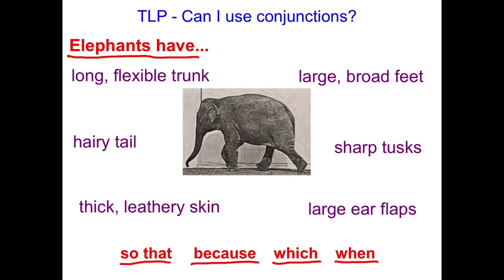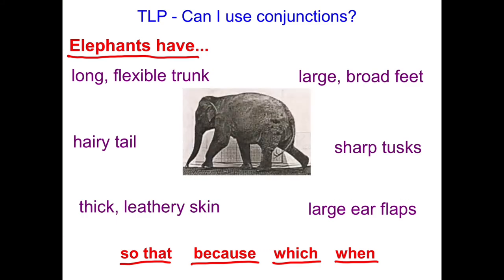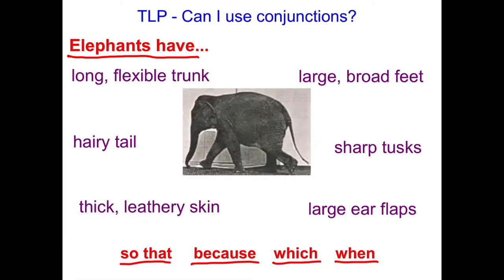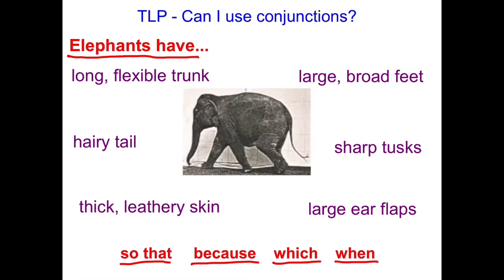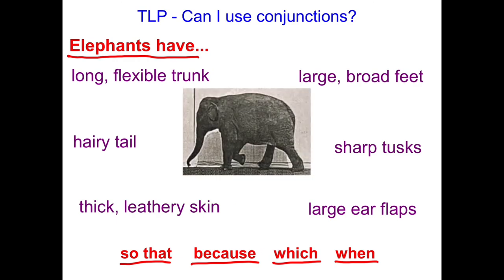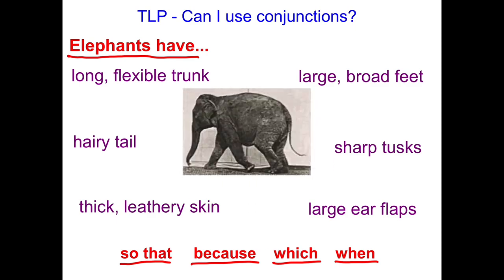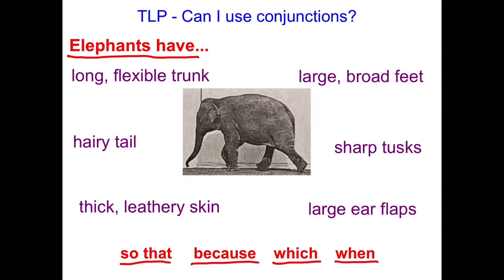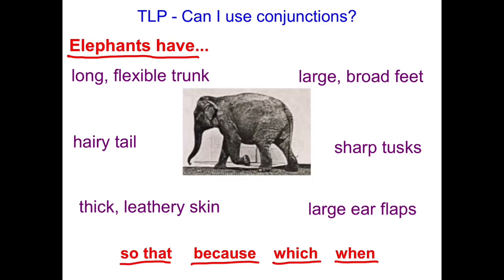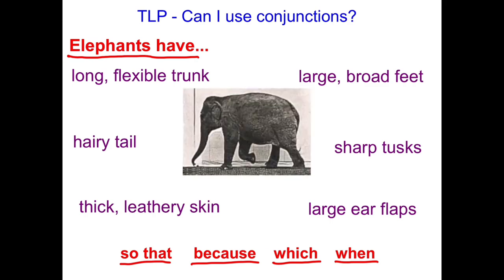So why do they have large broad feet? Well, it's to stop them sinking into the mud, because they're so heavy. If they had little narrow hooves, they'd literally disappear straight into the mud. So that is why they have them. You've got to put that into a sentence explaining that. Why do they have sharp tusks? So it's to defend themselves. They use them for picking up things. They use them for scraping bark off trees. Why do they have such thick leathery skin? So that's to protect themselves from the hot African sun.